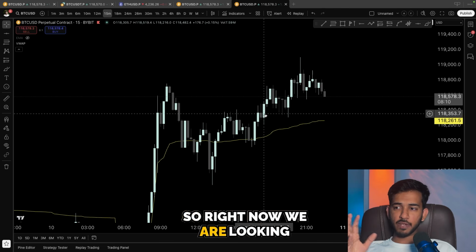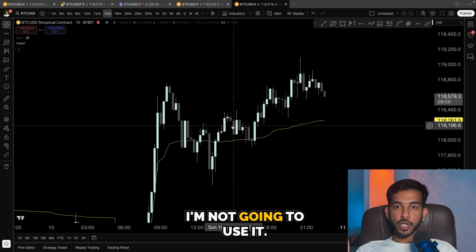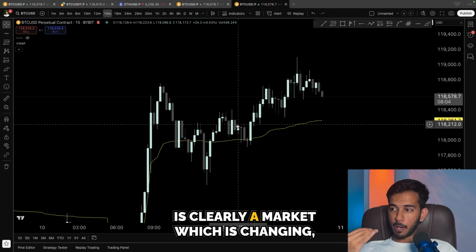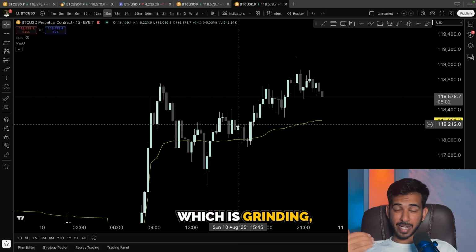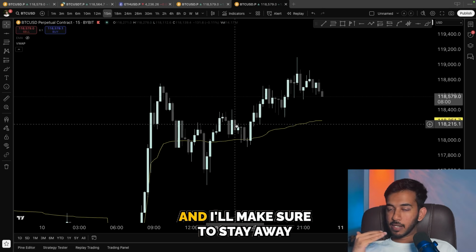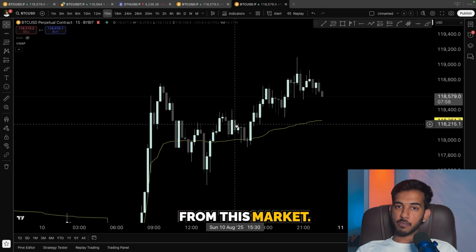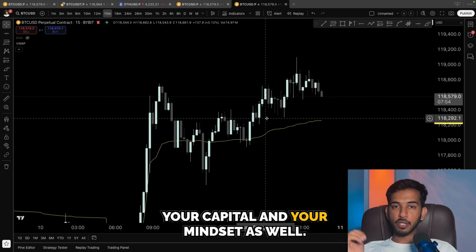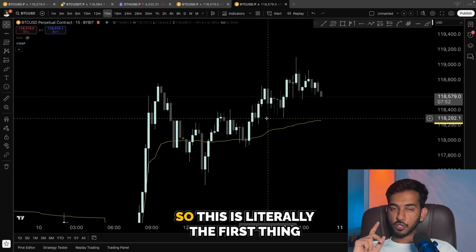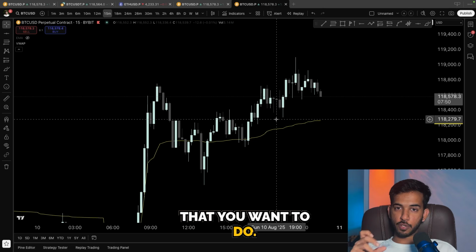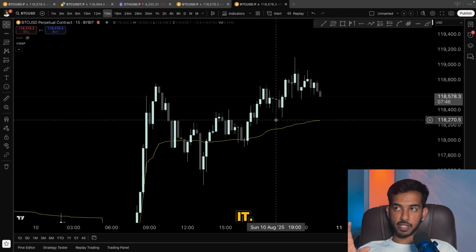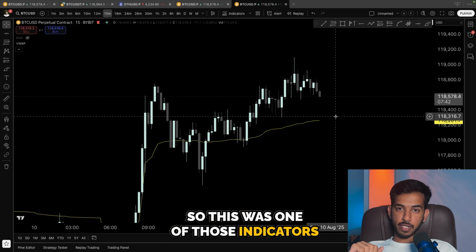All right, so right now we are looking at this VWAP. I'm not going to use it. I'm not going to trade on the basis of VWAP because this is clearly a market which is ranging, which is grinding, which is choppy. And I'll make sure to stay away from this market. So this is how you save your capital and your mindset as well. All right. So this is literally the first thing that you want to do. You want to understand your indicators and then just literally stick with them. So this was one of those indicators.